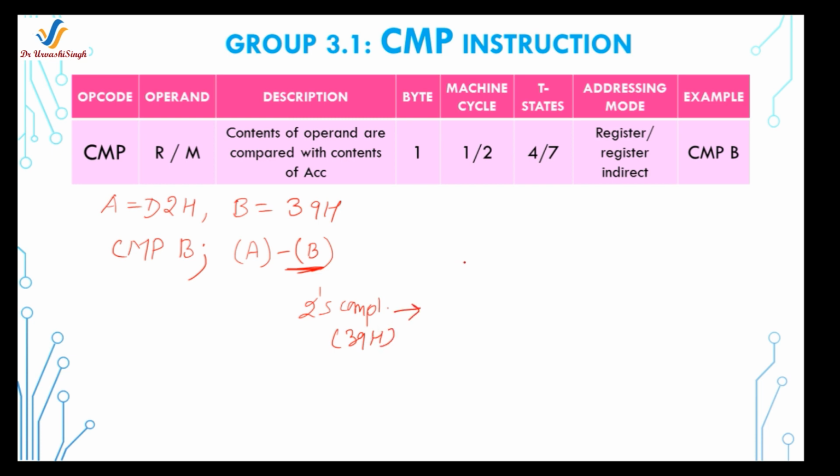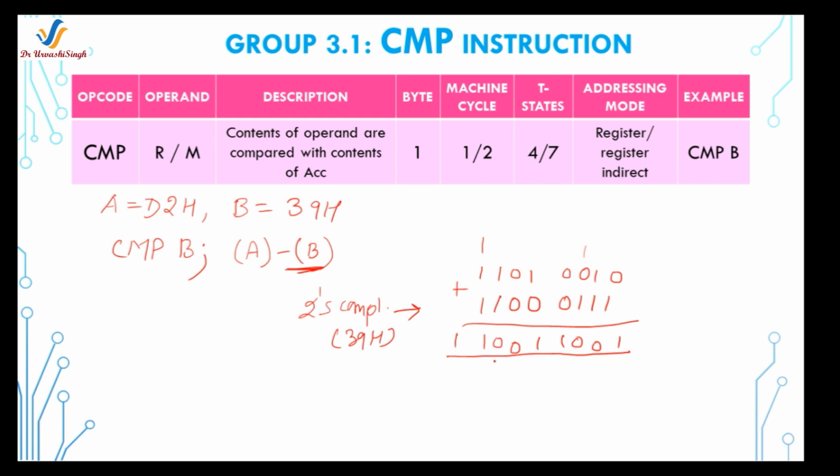It is 1100 0111, and then adding this 2's complement of 39 hex with the binary equivalent of D2 hex. So it is 1101 0010. Add these two numbers, you will have 1 0 carry over 1, so 0 1, then 1 0 1 1 0 carry over 1 1 1. So this is the result.